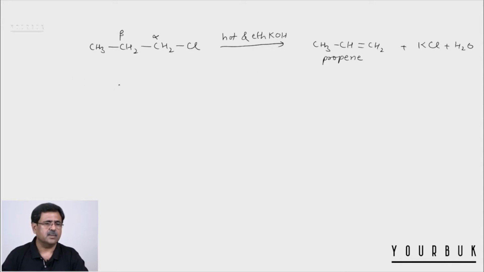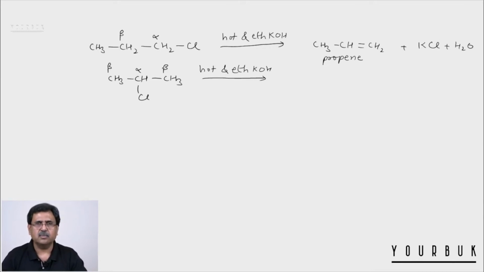Now we take the second example. This is called 2-chloropropane, and again we are using the same conditions, hot and alcoholic or ethanolic KOH. In this 2-chloropropane, this is your alpha carbon and there are two beta carbons present. If you look at the structure, both these beta carbons are identical, so you can eliminate H plus ion from either beta carbon, left or right. As a result, only one alkene is formed, that is also propene.